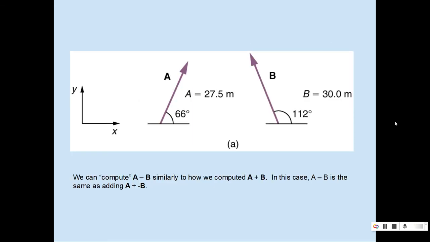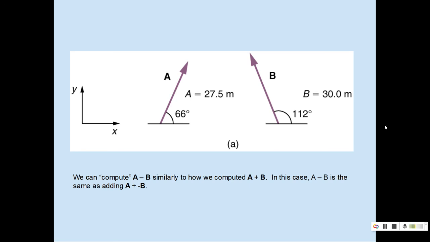So similarly, we can then compute a minus b, basically the same way that we did a plus b. As I said before, a minus b is just the same as adding a plus negative b. So if we have vector a, 27.5 meters at an angle of 66 degrees, we have vector b, which is 30 meters long at an angle of 112.